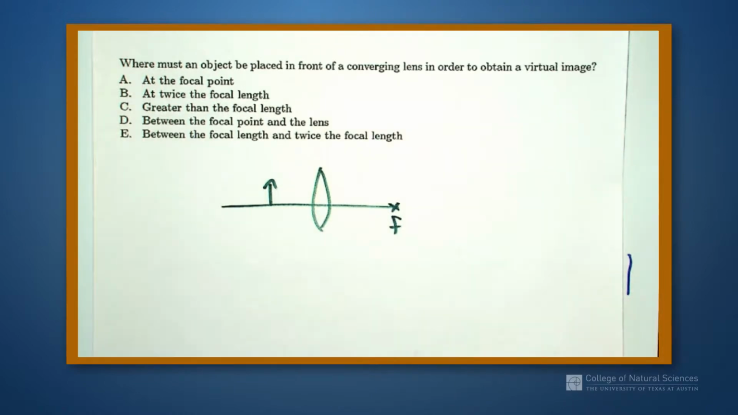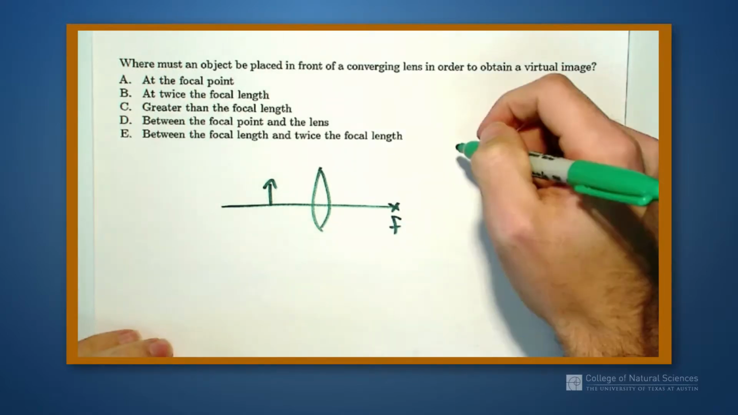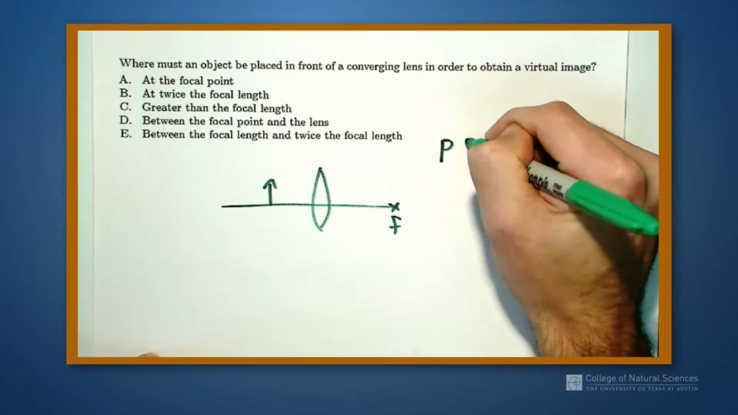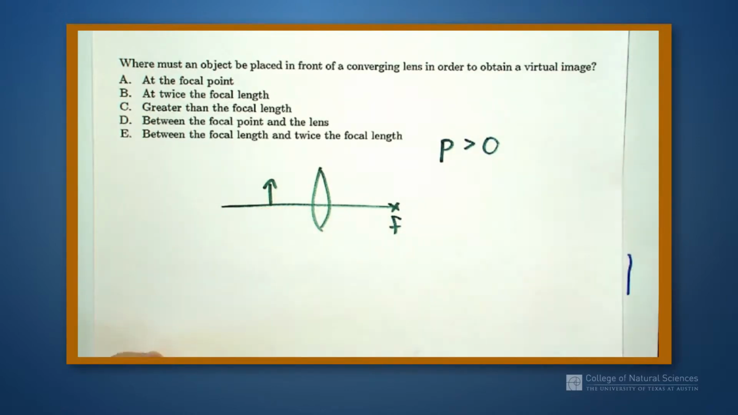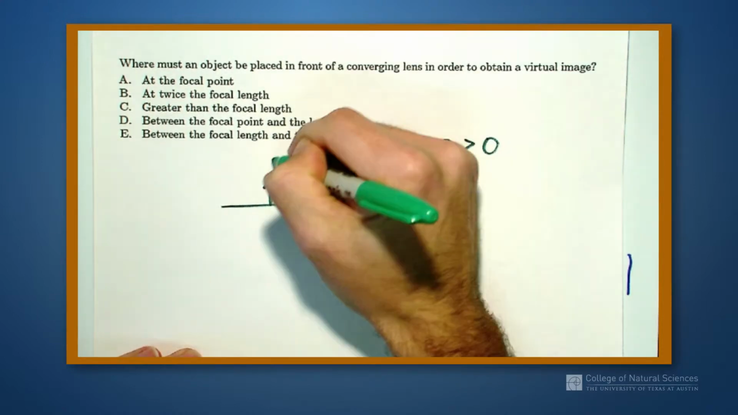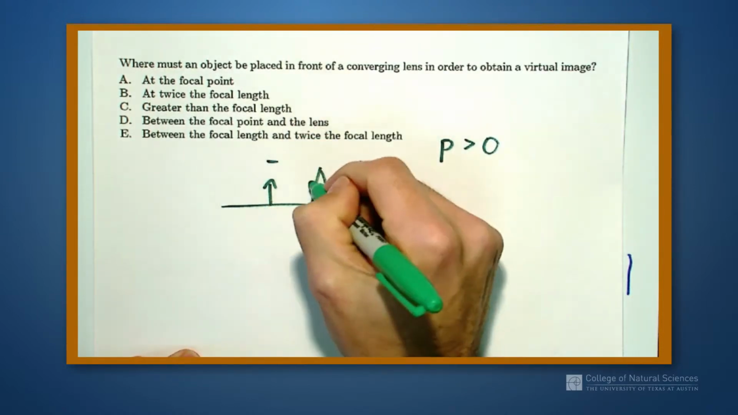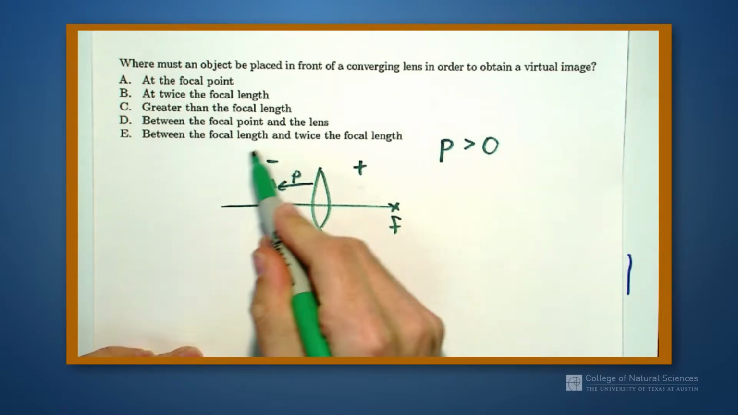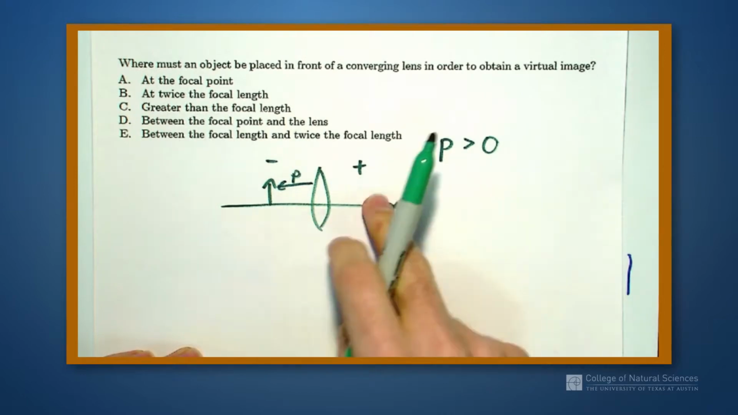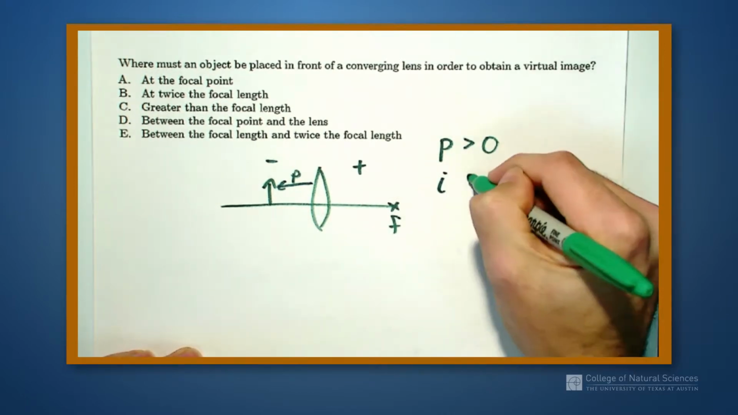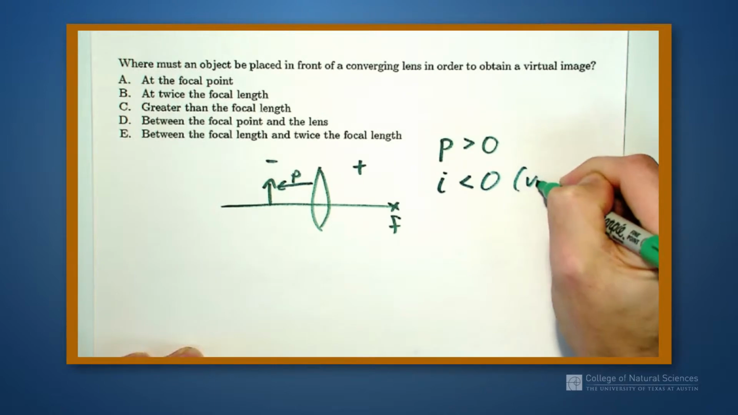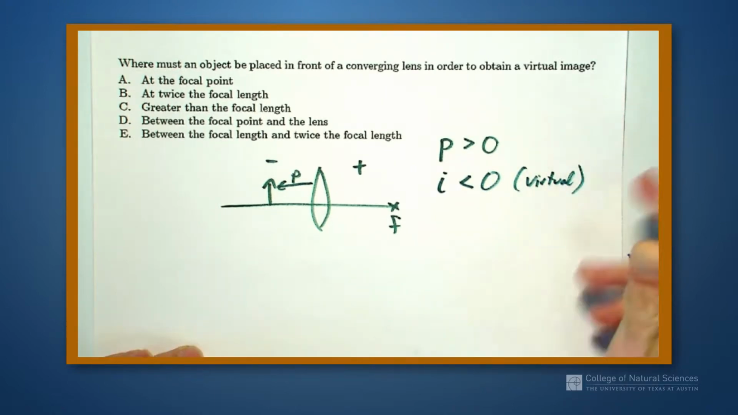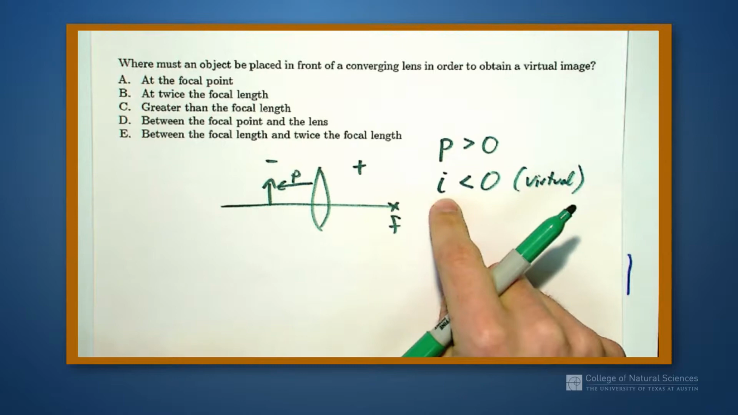And we want to know how far away from the lens do we place this object in order to get a virtual image. So P is going to be greater than 0. We're going to put it on the correct side of the lens. This is our positive side, this is our negative side, but we remember that our object distance is going to be positive if it's on the front side of the lens. Our image, on the other hand, is going to be less than 0. In order to make it a virtual image, we have to have an image less than 0.